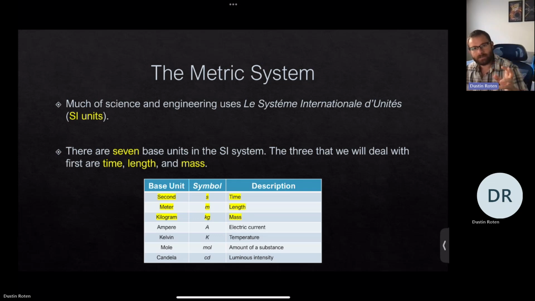With the SI units, there are essentially seven base units in this system. That means fundamental things that you can measure, that you can break down into anything else. The three we're going to deal with right now, and we'll get to the other ones later, are time, length, and mass. Here are the seven base units in this chart. You can read the description if you'd like, but we're just going to deal with the first three. We can measure time, meters, so distances, and then the mass of something.